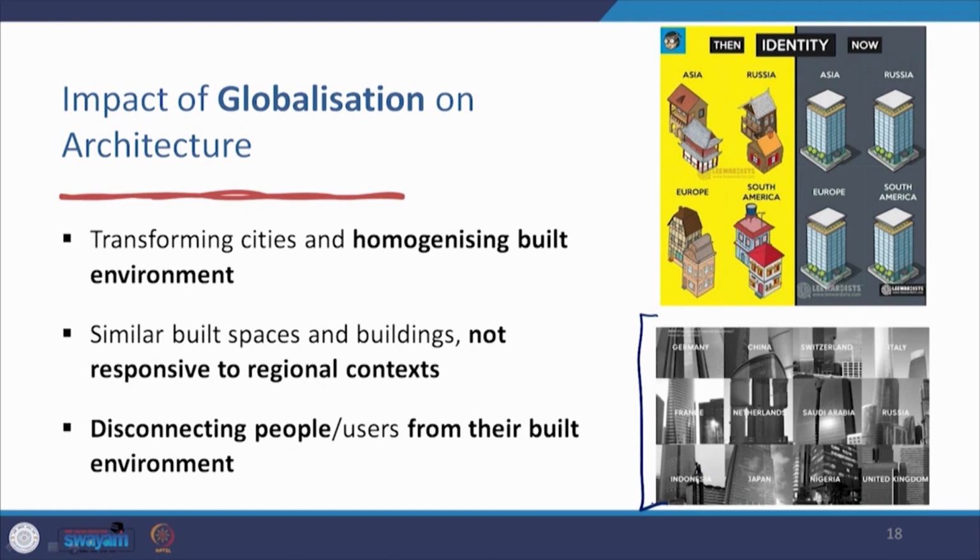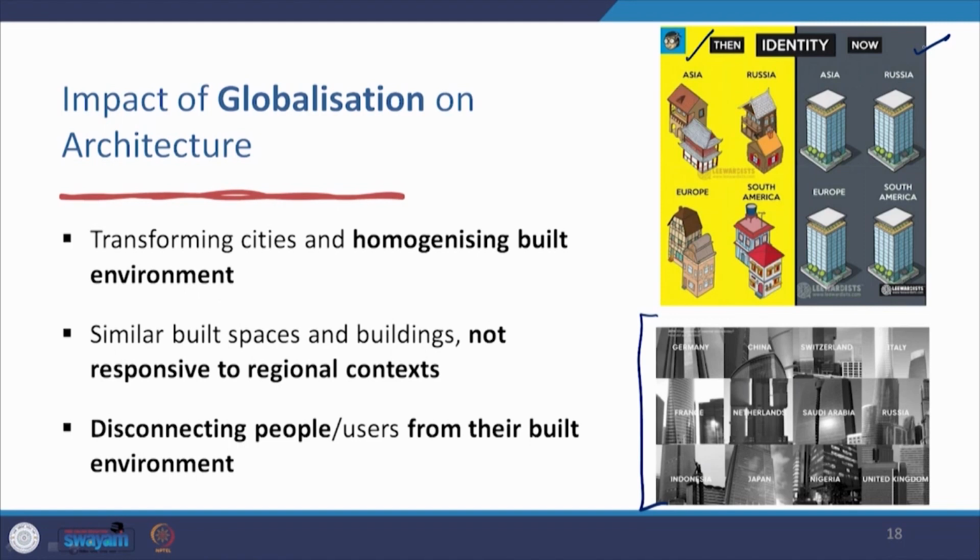So if this was the identity of Asia, Russia and Europe and South America before globalization, this is what it has become now. It's all the same, right? Similarly, built spaces and buildings are not responsive to regional contexts today. We have learned to circumvent them.